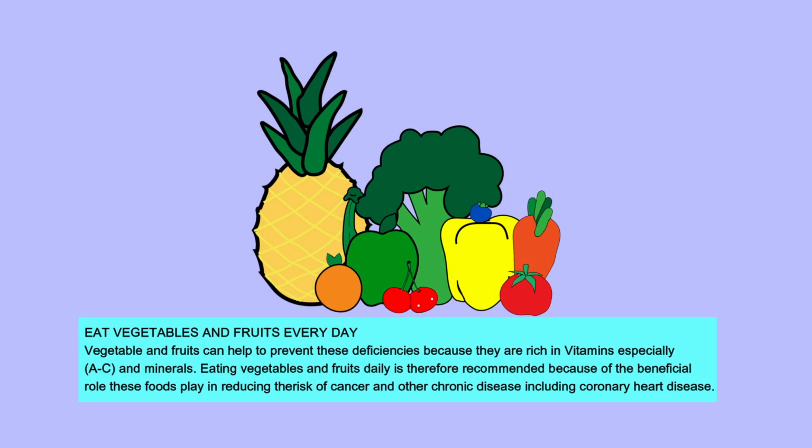Eat vegetables and fruits every day. Vegetables and fruits can help to prevent these deficiencies because they are rich in vitamins, especially A and C, and minerals. Eating vegetables and fruits daily is therefore recommended because of the beneficial role these foods play in reducing the risk of cancer and other chronic diseases, including coronary heart disease.